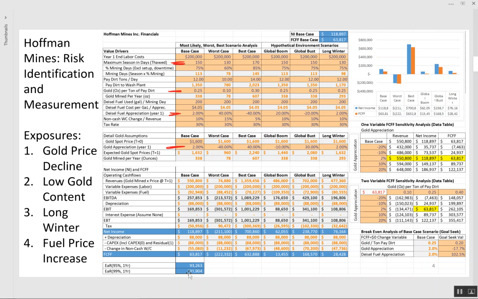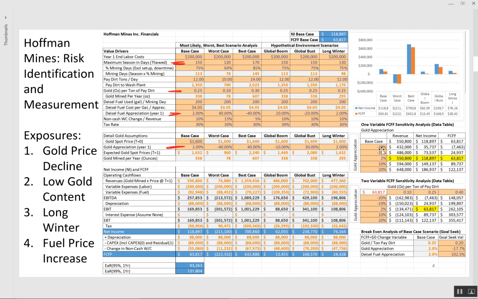So we did a base case point estimate and estimated the cash flows would be $63,000 with a net income of $118. And then we looked at worst case, best case, where everything goes wrong and everything goes right. Then we looked at a global boom, a global bust, and a long winter. These are environmental scenarios, and we made up some parameters. And now we have a range of what the earnings and cash flows are going to look like.